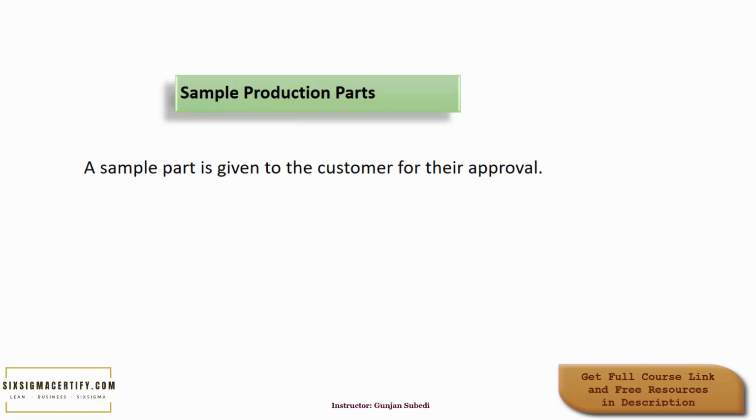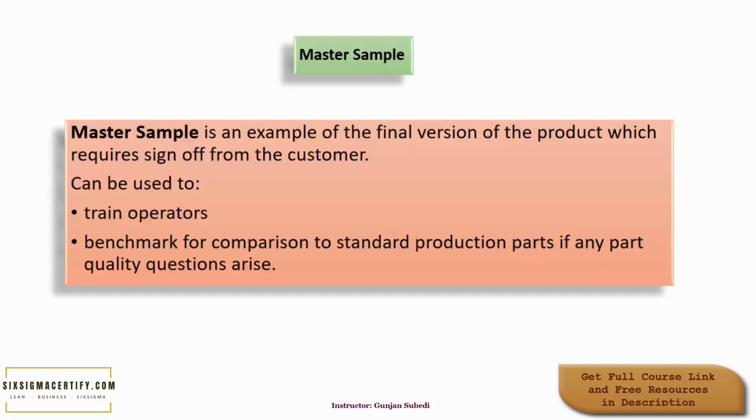Next, we have another element, sample production part. A sample production part is given to the customer for their approval. Next, we have master sample, which is an example of the final version of the product which requires sign-off from the customer. It also serves as a benchmark to compare the standard production parts if any quality question arises.